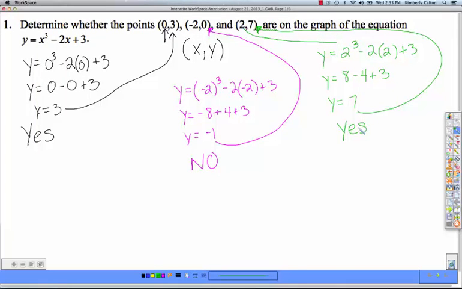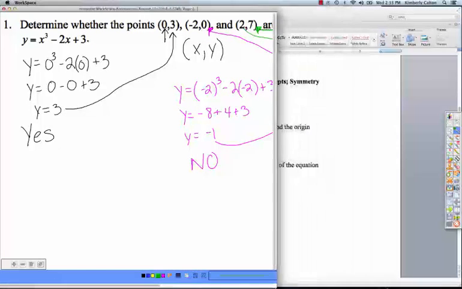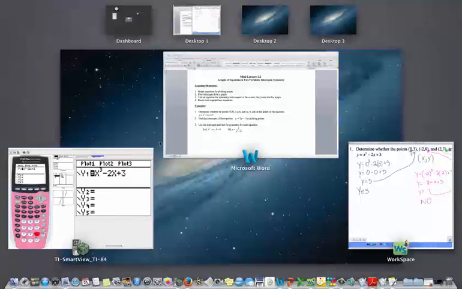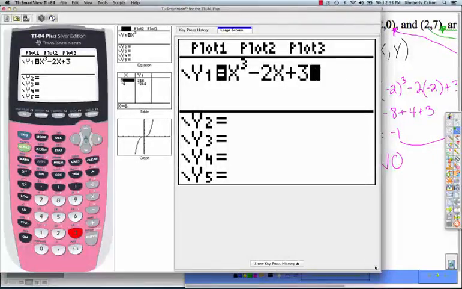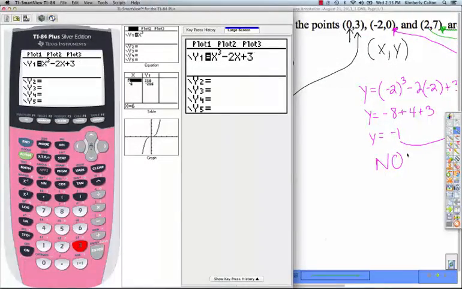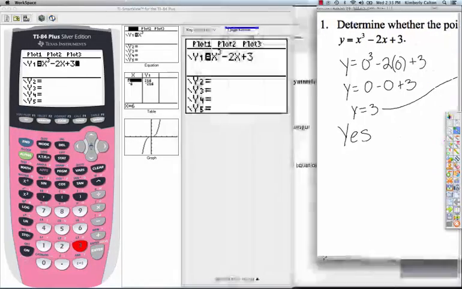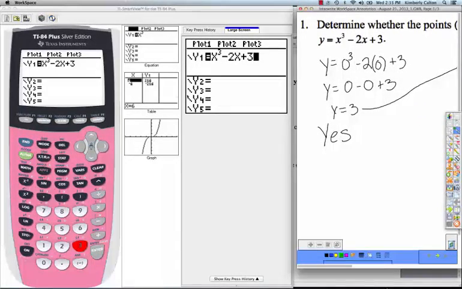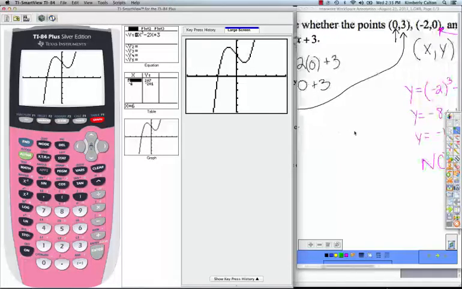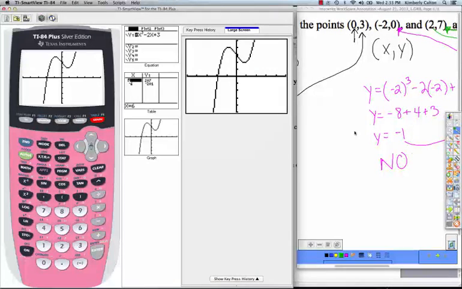But I also want to look at this problem from a slightly different approach. So I'm going to shrink this screen down some and slide it over, and I'm going to bring up a calculator. The nice thing about teaching online is that you can see all different methods. What I've done is put the equation into our calculator already, and we're going to look at what the graph looks like. And here's what the graph looks like. We're not so concerned with what the graph looks like, but whether these points are actually part of the graph.